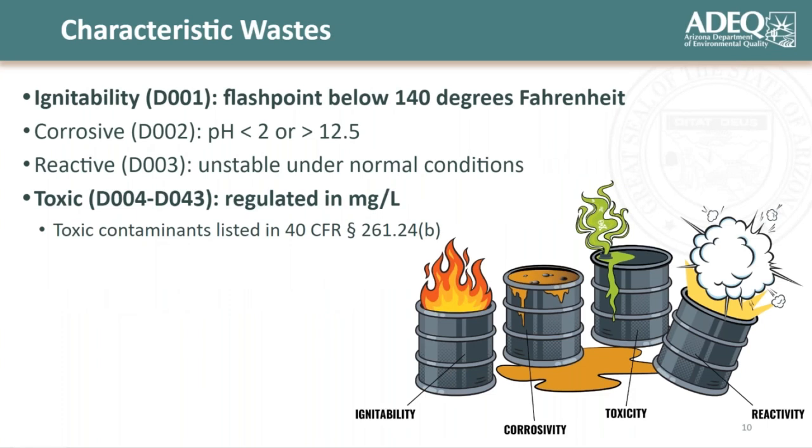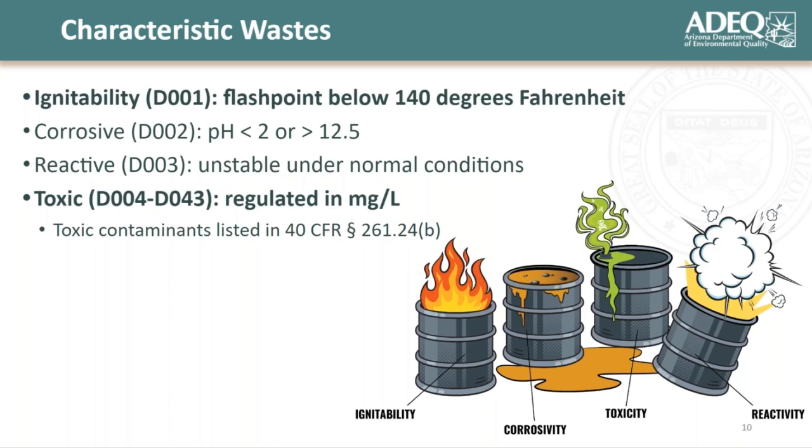RCRA has also identified 4 characteristics which, when carried by a waste, qualify the waste to be managed as hazardous. Most commonly seen in the automotive world are ignitable wastes and toxic wastes. Any waste with a flash point below 140 degrees Fahrenheit is considered ignitable. Liquid wastes with a pH below 2 or above 12.5 are hazardous for corrosivity, while reactive wastes are generally unstable under normal conditions. Toxic wastes are listed as D code wastes within RCRA.